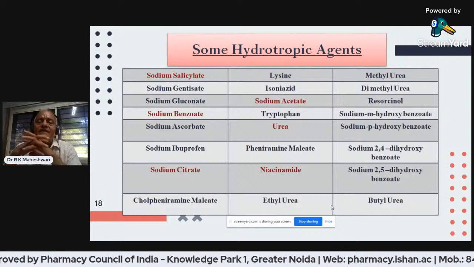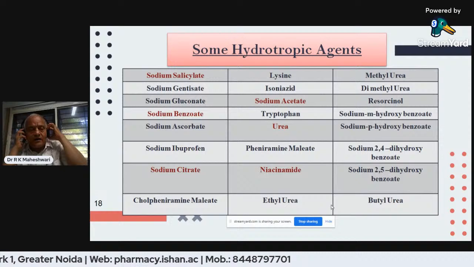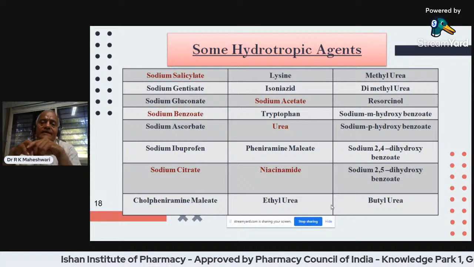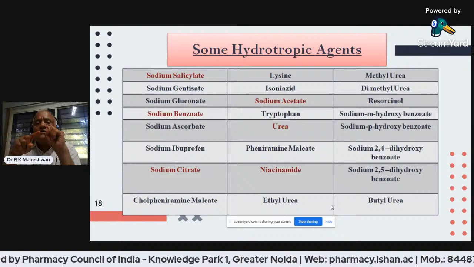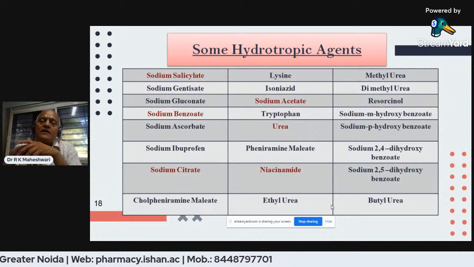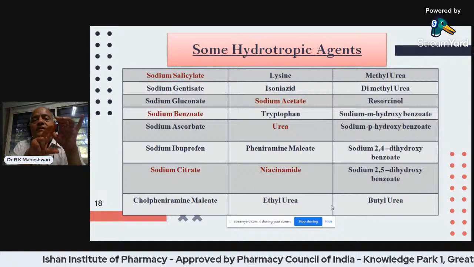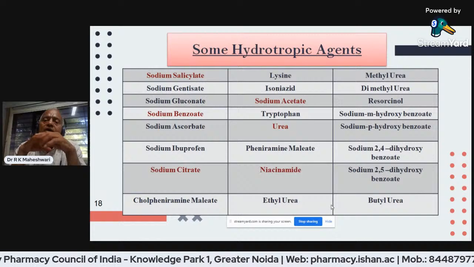Hydro means water, so this relates to solubility enhancement in aqueous solutions, in water. Now the definition: when there is enhancement in the aqueous solubility of a poorly water soluble drug in the presence of a large concentration of an agent, then we call this phenomenon hydrotropic solubilization. Again, I'm repeating, when there is enhancement in the aqueous solubility of a poorly water soluble drug in the presence of a large concentration of an agent, we call this the hydrotropic solubilization phenomenon.